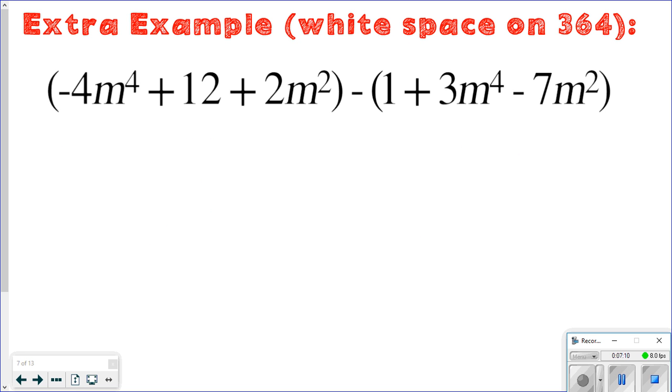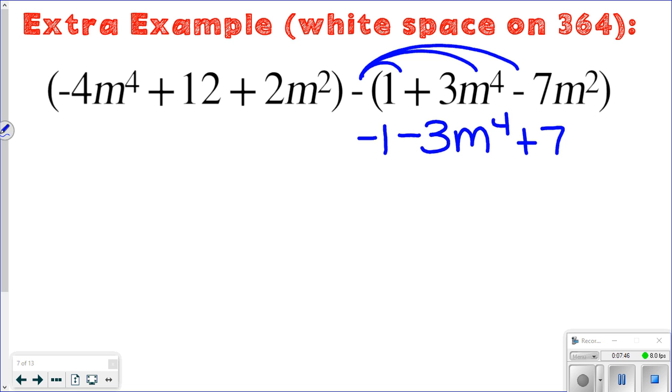Let's do another example. You can either do this in the My Notes section on 364 or the blank space towards the bottom. So copy this down. I'm going to leave my first trinomial alone. The second one, distribute the negative. So negative times positive is negative 1. This becomes negative 3m to the 4th power. And this becomes a positive 7m squared.